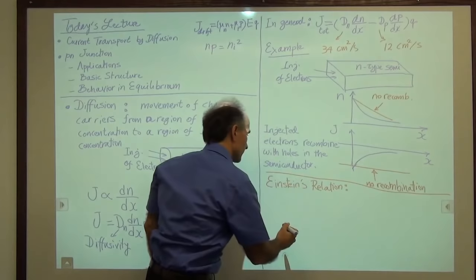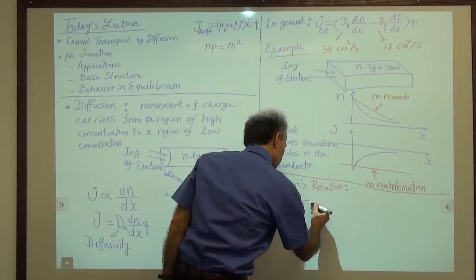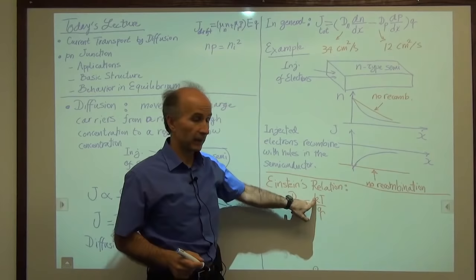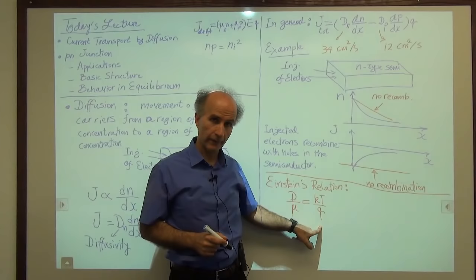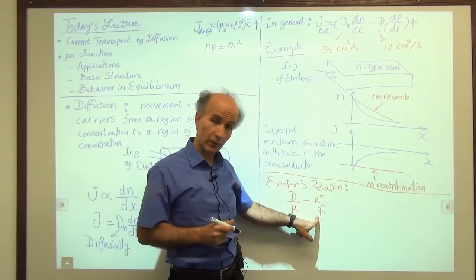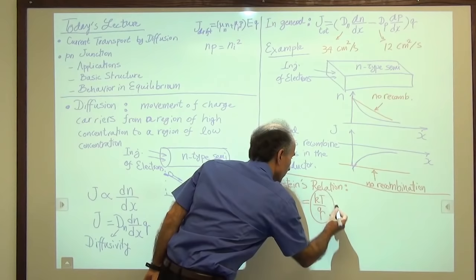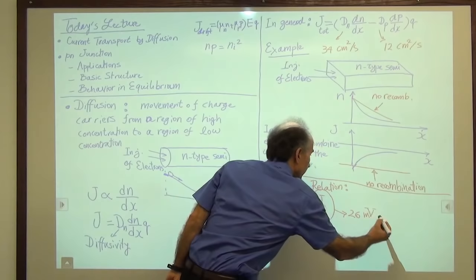And Einstein's relation says that D over mu for a given type of carrier, electron or hole, is equal to kT over Q. K is the Boltzmann constant, T is absolute temperature, and Q is the electron charge. I usually remember K, 1.38 times 10 to the minus 23, and temperature, for example, 300. I don't remember the electron charge. But what I do remember is this whole quantity. This whole quantity actually has a voltage dimension, and it is equal to 26 millivolts at room temperature.